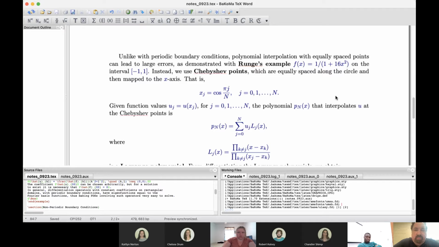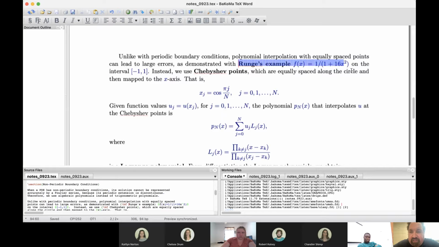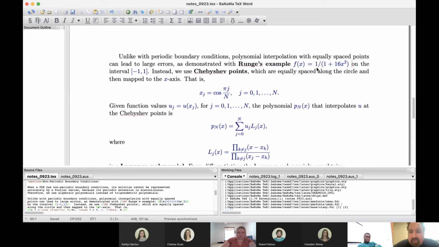So with Fourier spectral methods, in the periodic case, we use equally spaced points on our grid. But when you don't have periodicity, if you're going to use polynomial approximation, you don't want to use equally spaced points. And there's an example that I've shown in certain classes. This function is called Runge's example, on the interval -1 to 1. If you try to use a high degree polynomial to approximate this function, then you get some very large errors. And I'm actually going to flip over to Matlab and show you just how bad it can get.